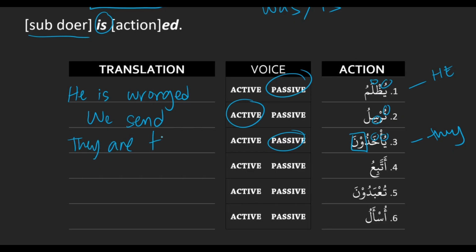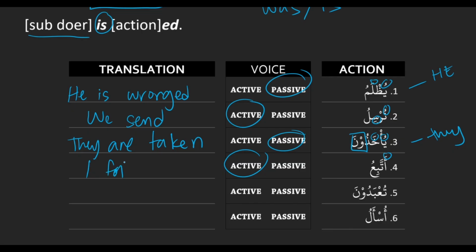Not taked. Okay. أتبع. It doesn't have a u at the beginning, so it's not passive, it's active. Good, it's active. Easy giveaway. And then translation? So the doer is I. Good. I follow. Good. Normal doer action.